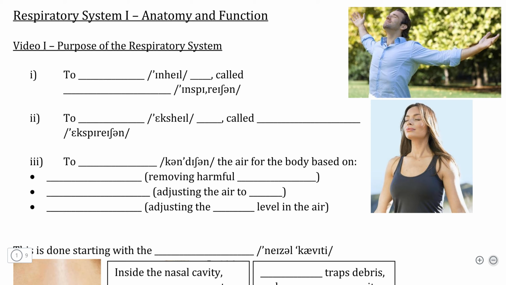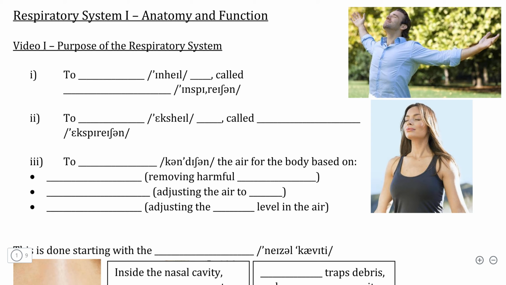Welcome to the first video in this new series focusing on the functions and structures of the human respiratory system. In this introductory video, we're going to look at the three primary functions of the respiratory system, as well as take a look at the first structures that air passes through upon entering the human body.